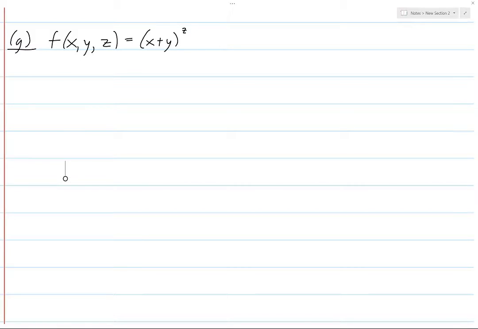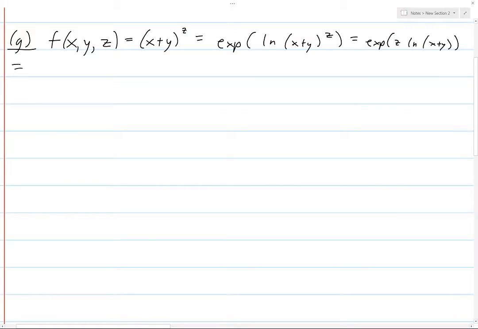Alright, more derivatives. So we've got part G here, and we have this function, and we have to do the same thing as always. We have to write it differently: exponential of z times natural log of x plus y. So we bring down the z, and the only other thing we need to do is write things using projections: pi 3 times natural log of pi 1 plus pi 2.